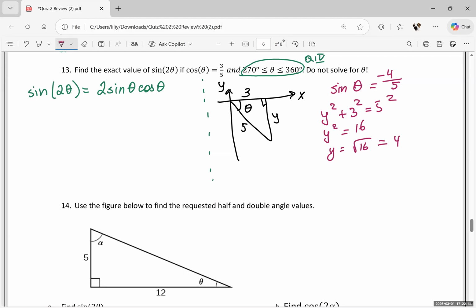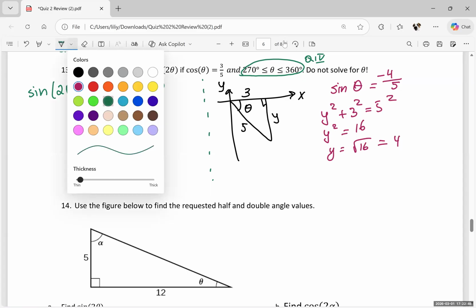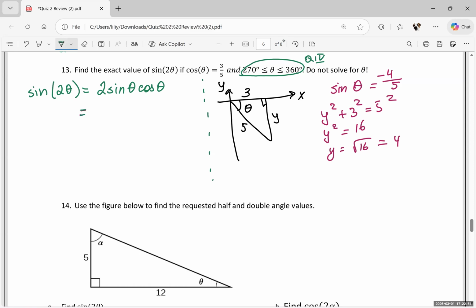And then plug in all the values. This is 2 over 1 times sine of theta, which is negative 4 over 5, times cosine of theta, which is 3 over 5. Multiply the tops. 2 times negative 4 is negative 8, times 3 is negative 24. 1 times 5 is 25.